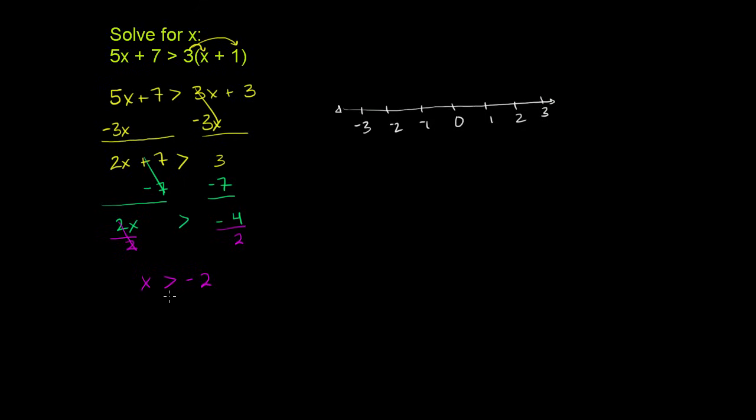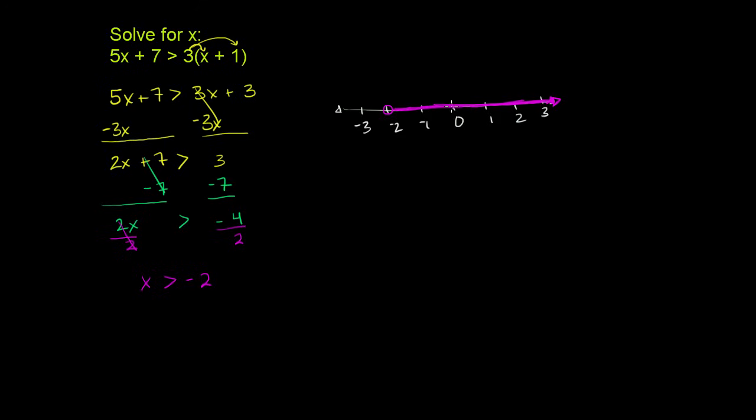It is not greater than or equal to negative 2. So we have to exclude negative 2. And we exclude negative 2 by drawing an open circle at negative 2. But then all of the values greater than that are valid x's that would satisfy this inequality. So anything above it will work. And let's just try something that should work, and then let's try something else that shouldn't work.